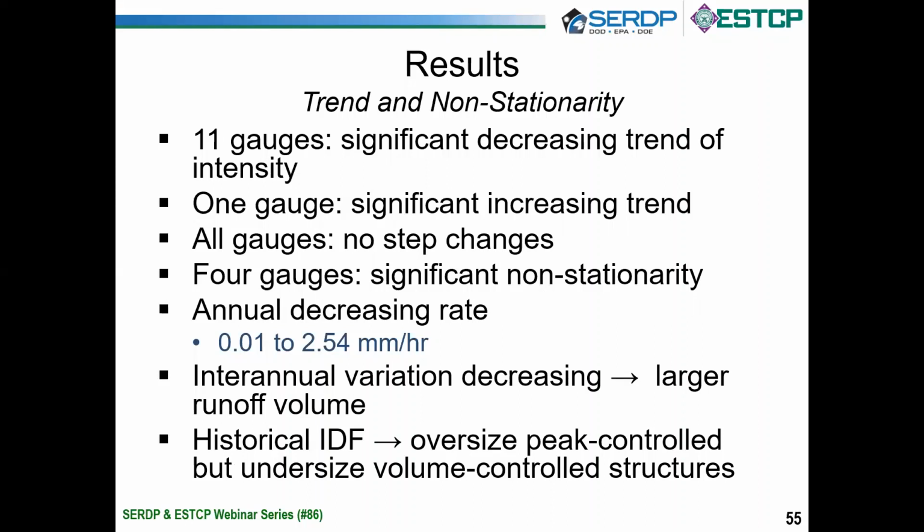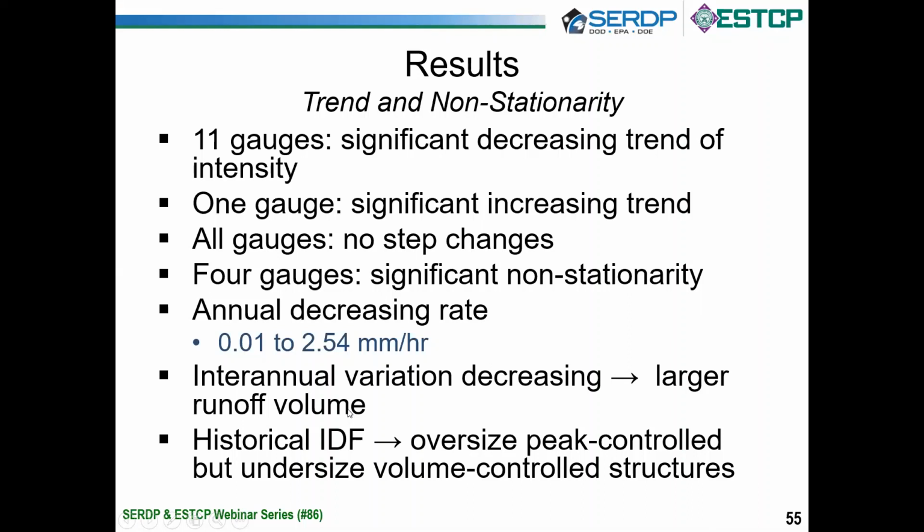So this is a summary of the results. First, the trend and non-stationarity. We found 11 gauges had a significant decrease in trend of intensity. The annual decrease in trend rate ranges from roughly 0.01 to 2.54 millimeters per hour. So intensity had a significant decrease in trend at these 11 gauges, but 1 gauge had a significant increase in trend. No step changes were detected for all gauges.